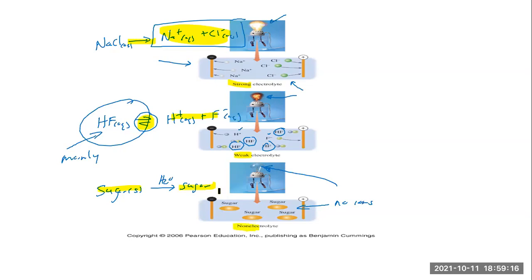So if you look at an equation and you have the same thing on both sides of the arrow, probably non-electrolyte, and there's no ions on either side. If you have a two-headed arrow, that should probably be a weak electrolyte. A one-way arrow to ions should be a strong electrolyte. So that's, again, a way you could kind of hone in on which one is which.